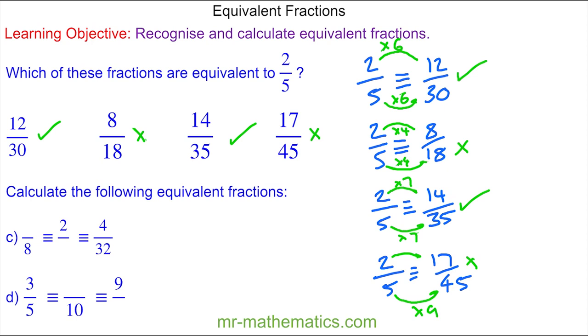And for question C, we have 2 multiplied by 2 to make 4. So this will be 32 divided by 2, which is 16. And 16 divided by 2 is 8. And 2 divided by 2 is 1. And finally, for question D, 5 times 2 is 10, so 3 times 2 is 6, and then 3 times 3 is 9, so 5 times 3 will make 15.